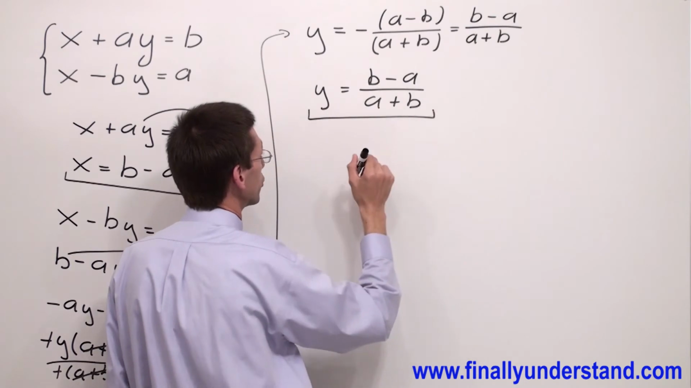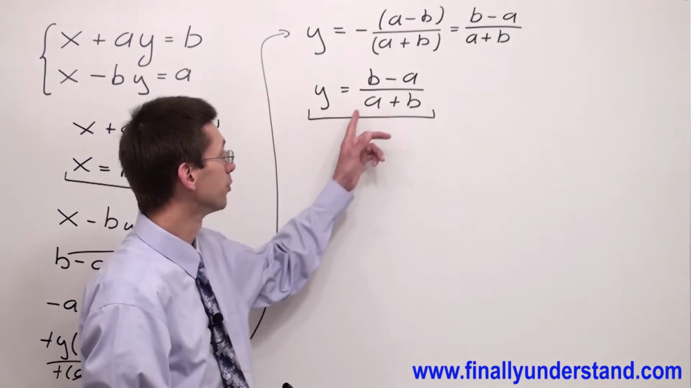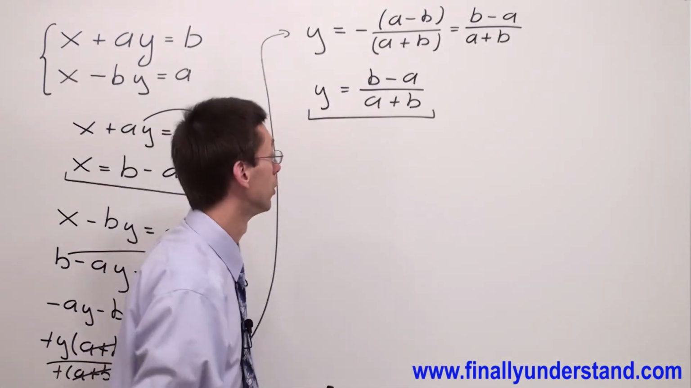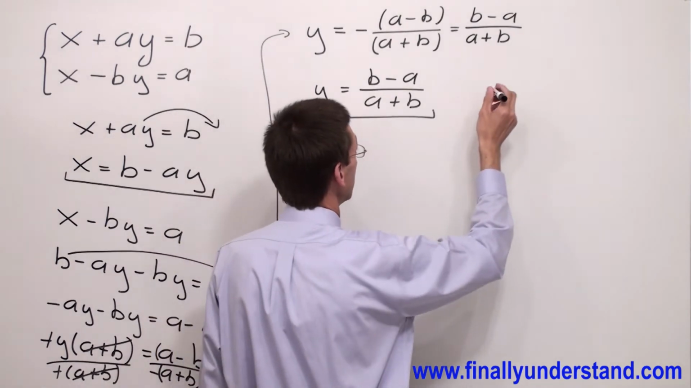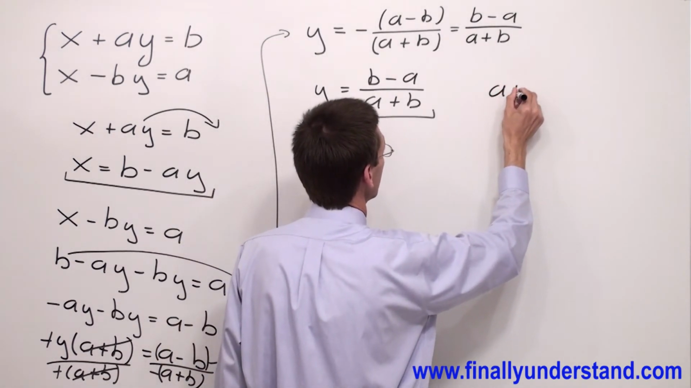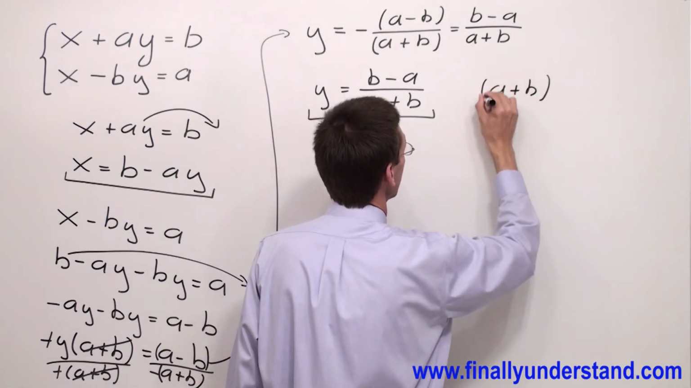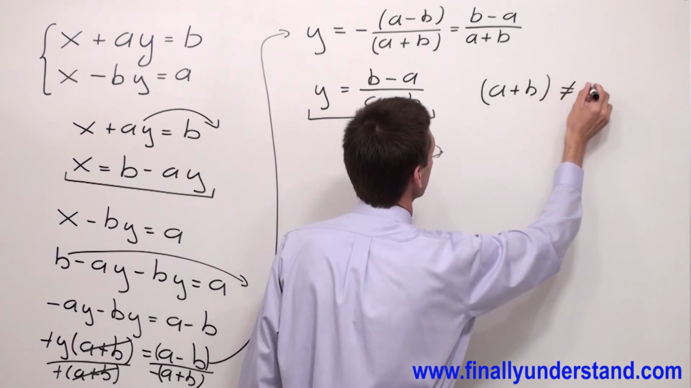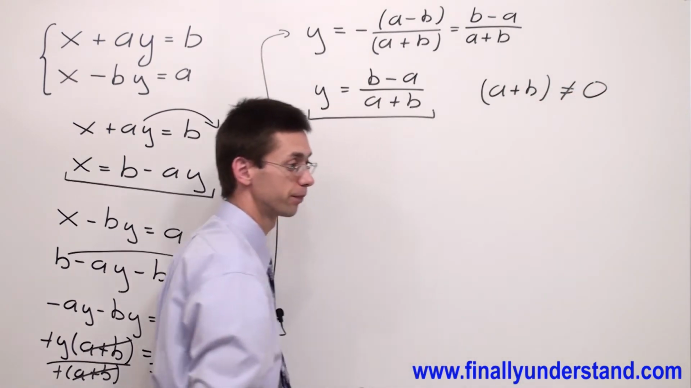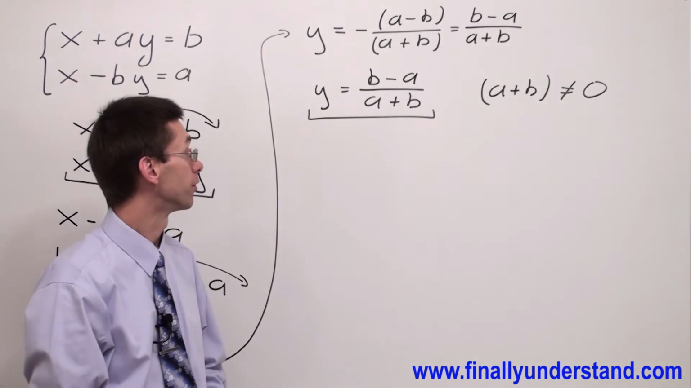But you're supposed to keep in mind that the denominator cannot be 0. So I'm supposed to write also on the side that a plus b is supposed to be different than 0. Okay, so we finished with y.